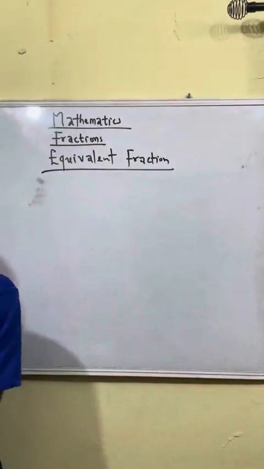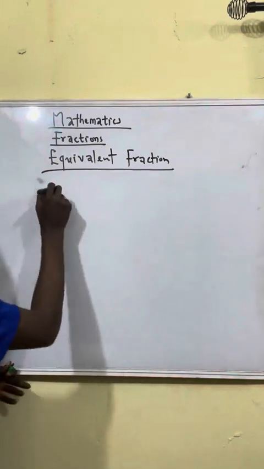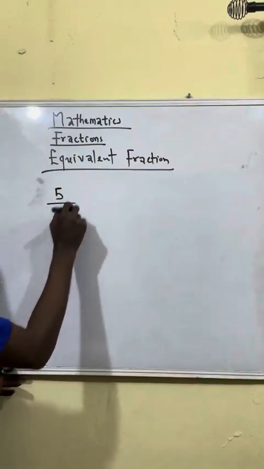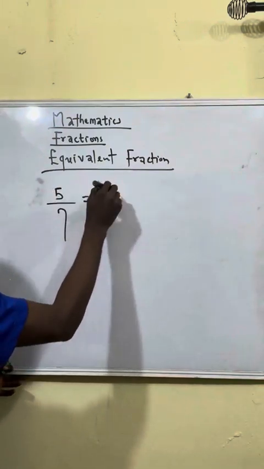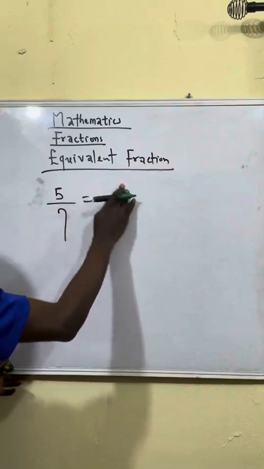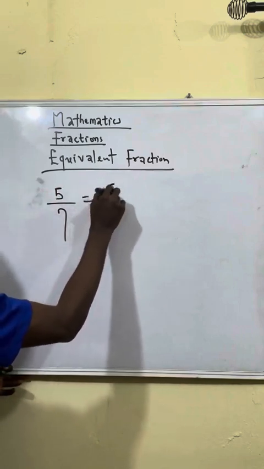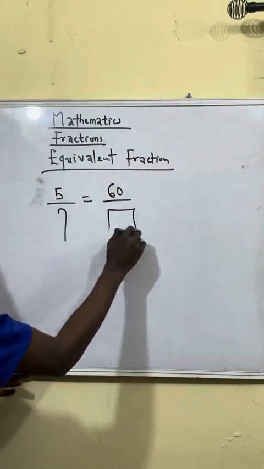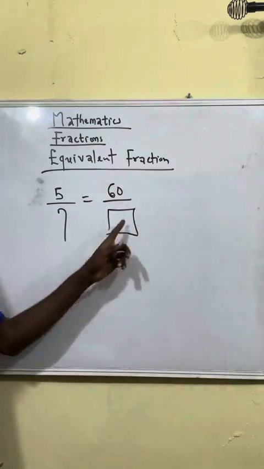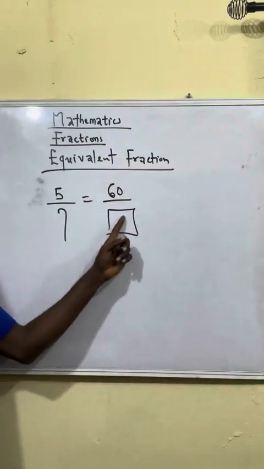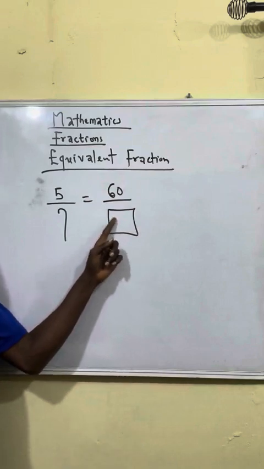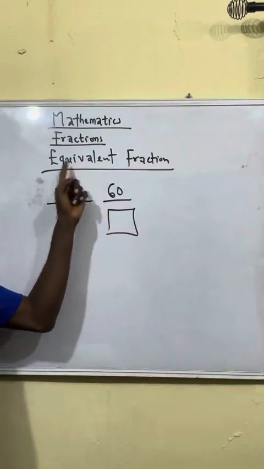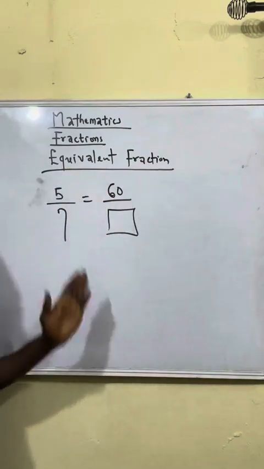For example, they can give you this: 5 over 7 equal to 60 all over a box. So we are finding a missing number here. We are finding what will go inside this box. We can use the concept of equivalent fraction to get our answer.